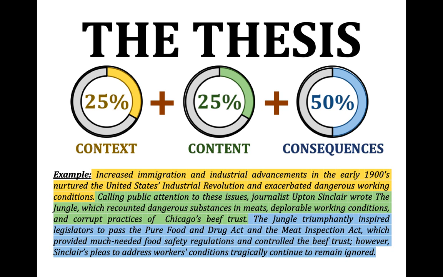Do we see a significance of industrial advancements? Most definitely. We see these beef trusts regulated, and we see these restrictions on unfettered industrial advancement in the Pure Food and Drug Act and in the Meat Inspection Act. Early 1900s nurtured the United States Industrial Revolution and exacerbated dangerous working conditions. We definitely come back to those working conditions piece again. So we have a balance in the context compared to the consequences. And as you can just see by looking at this color-coded example, which I'd encourage you to do with your own thesis statement, you can really see that 25, 25, 50 embraced.